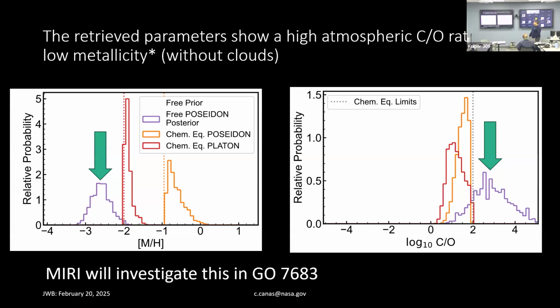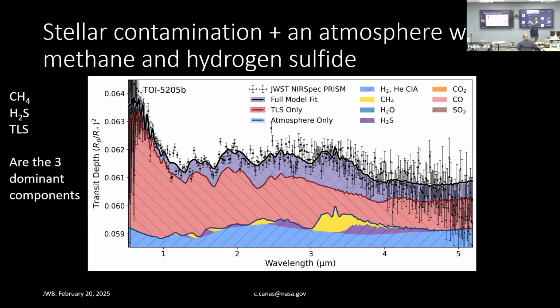None of those were great fits, and they again hit the lower bound of metallicity. If you let it float, you see that we're getting a metallicity of roughly -2.5, so really, really metal poor, and also a log C-to-O of roughly 3. Again, this was consistent with what we were seeing in our spectra, where we weren't recovering any water, any CO2, or any oxygen-bearing species. We were just recovering methane, hydrogen sulfide, and TLS.